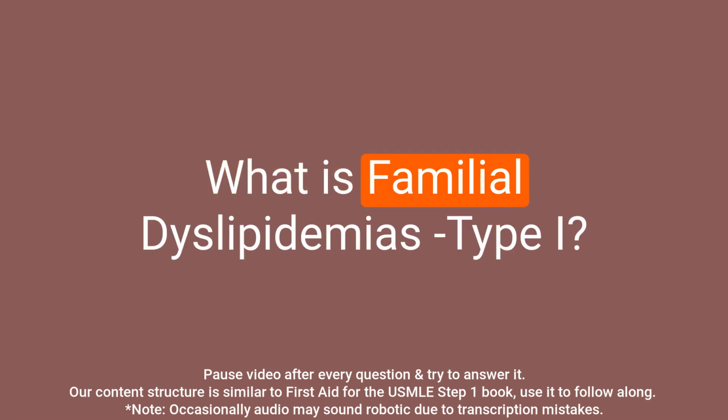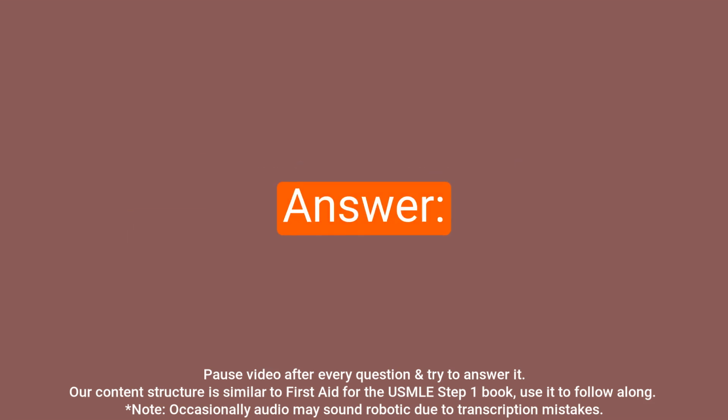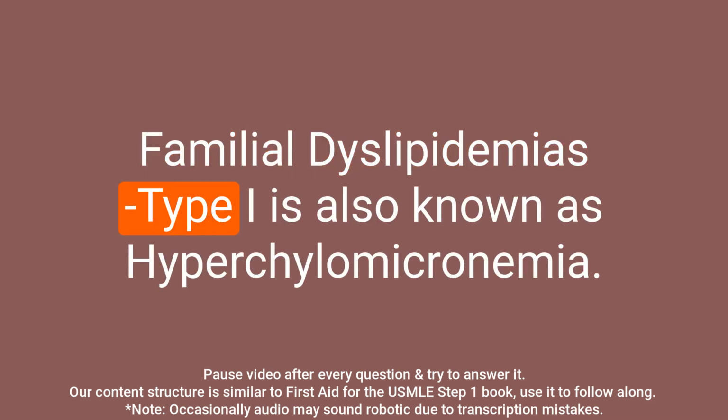This is USMLE QA, USMLE material presented in a question and answer format structured similar to the First Aid for the USMLE Step 1 book. Question: What is familial dyslipidemias type I? Answer: Familial dyslipidemias type I is also known as hyperchylomicronemia.